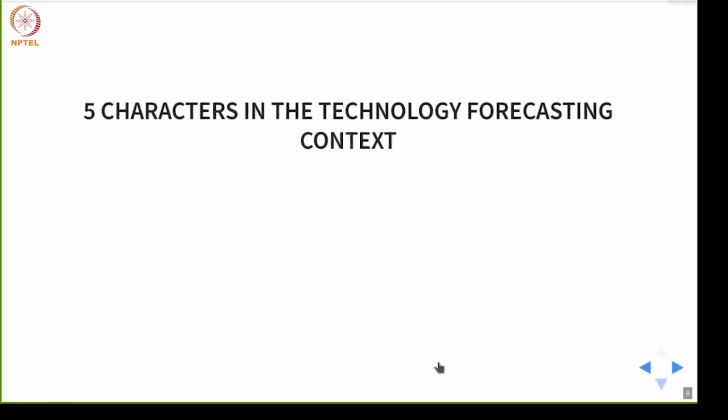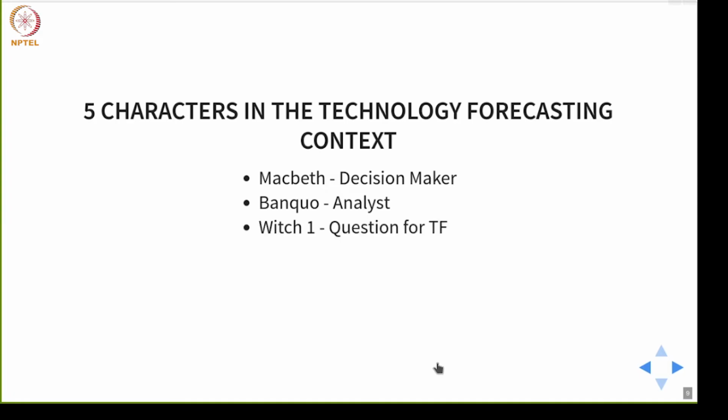Now, before you wonder what this has got to do with technology forecasting, I'll spell it out for you. In our context, really Macbeth is the decision maker. Banquo is the analyst. We are making a sort of parallel.